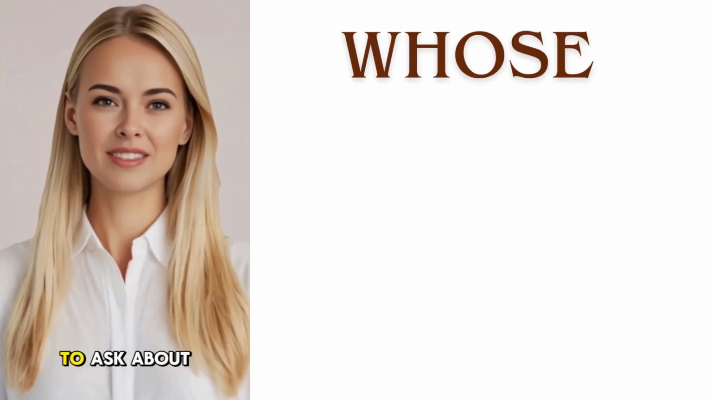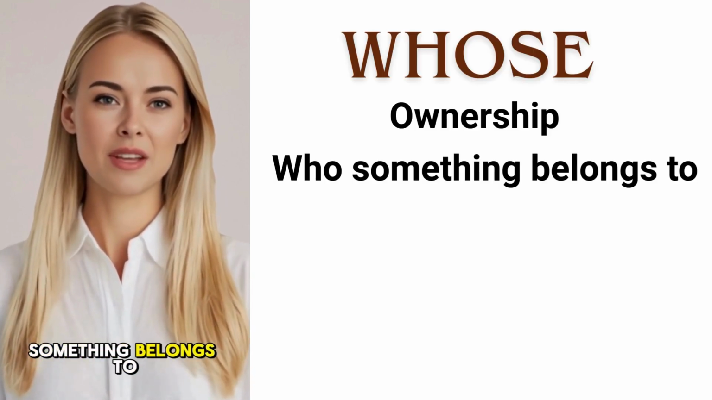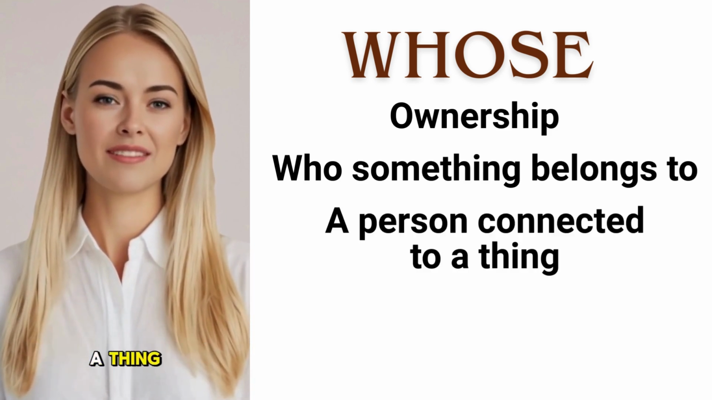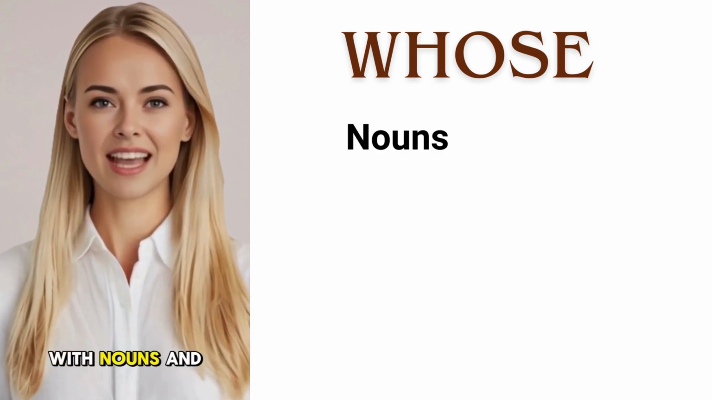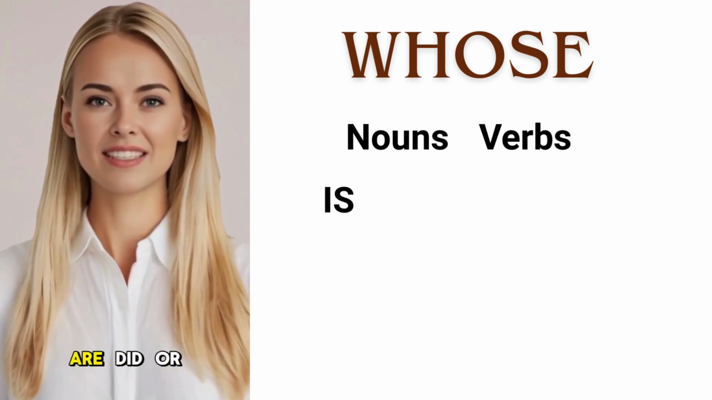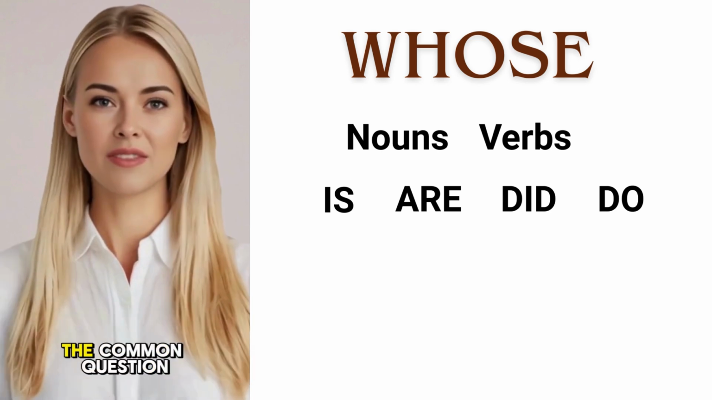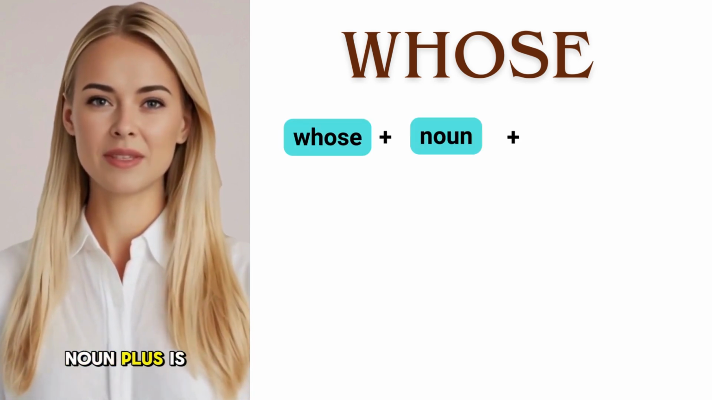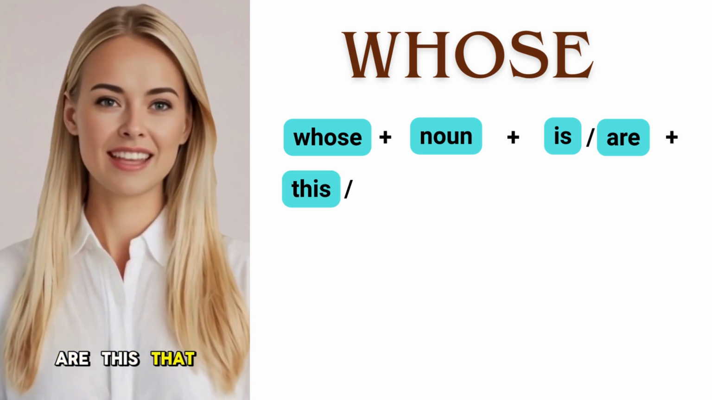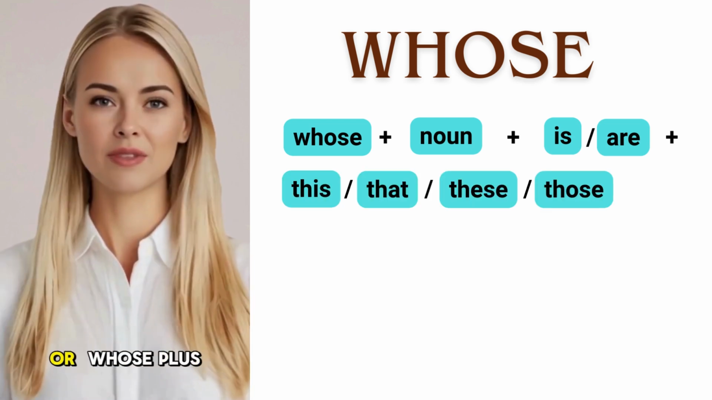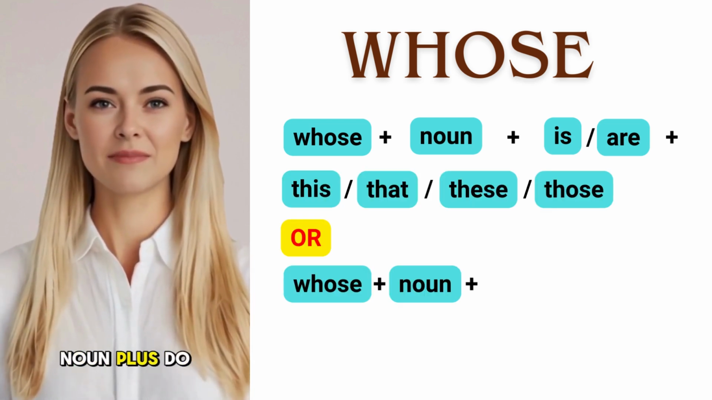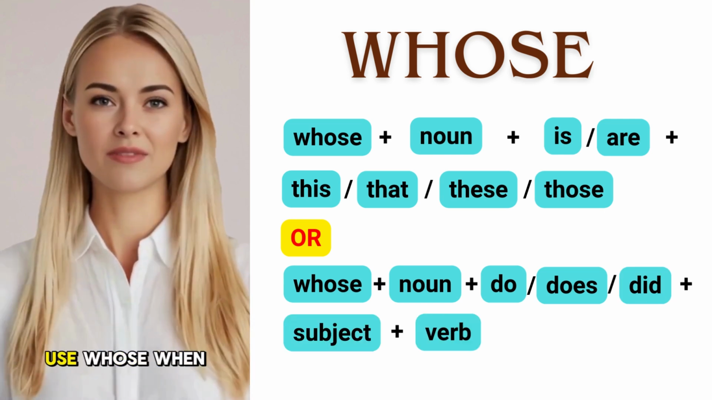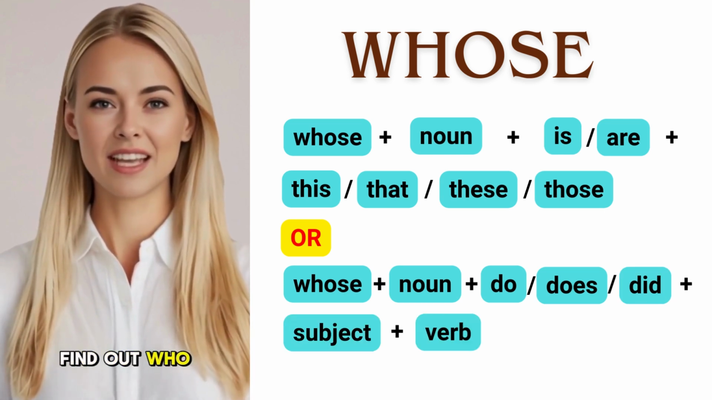We use whose to ask about ownership or who something belongs to. You can also use whose when asking about a person connected to a thing. It's commonly used with nouns and verbs, like is, are, do, or did. The common question structure of whose is whose plus noun plus is, are, this, that, these and those, or whose plus noun plus do, does, did, plus subject plus verb. Use whose when you need to find out who owns what.